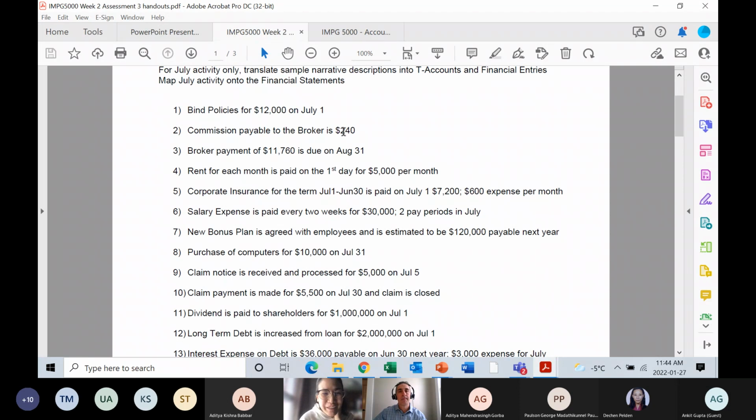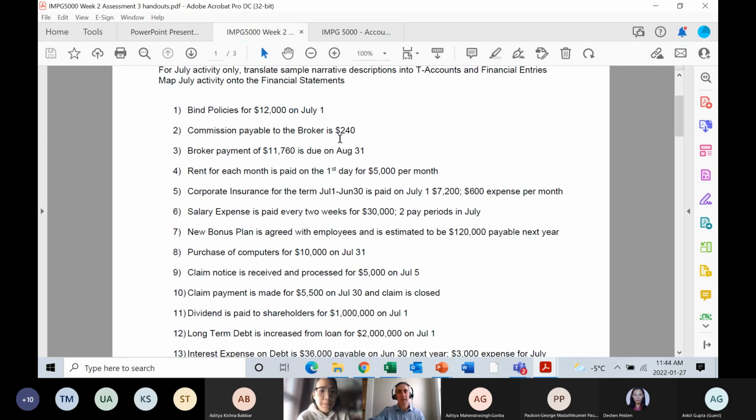Professor, sorry, yep. Regarding that first item, so broker receivable is the broker will remit the premiums to the insurance company. Is it? That's why it's a receivable. Correct. All right. Again, all of these transactions are from the viewpoint of the insurance company, not the broker.